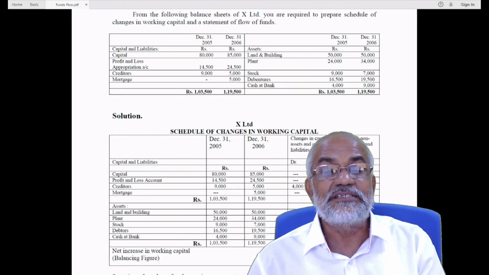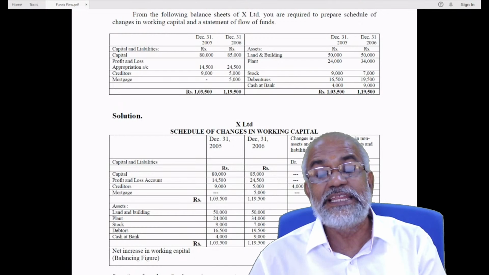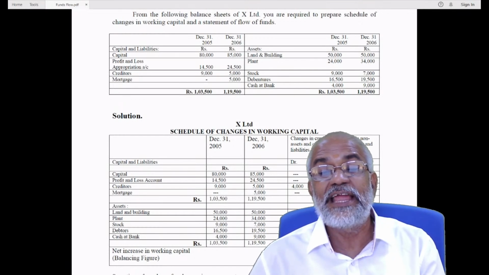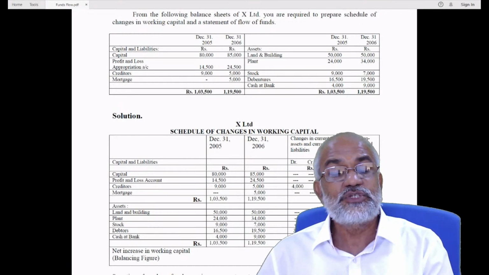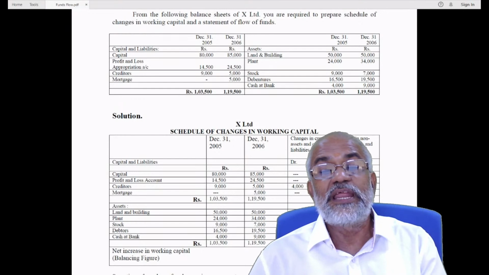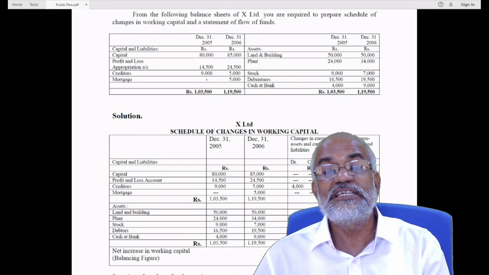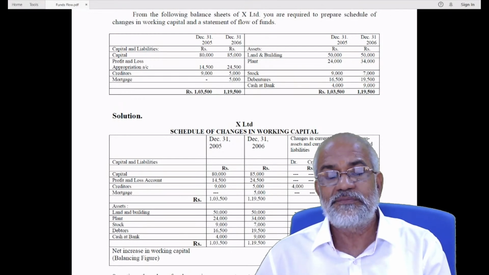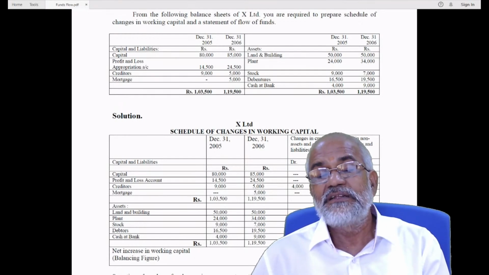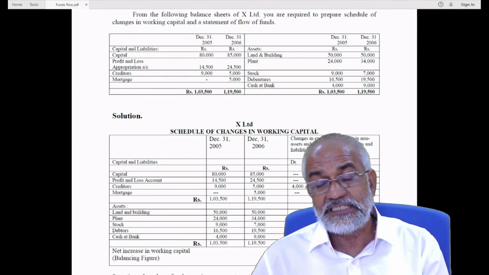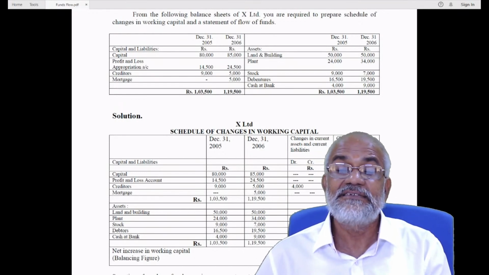Then the next item is debtors. Debtors is also a current asset. It was 16,500 at the beginning and 19,500 at the end. That means it has increased by 3,000 rupees. Debtors shows a debit balance being an asset. When an asset increases, it must have been debited. So this 3,000 increase in the sundry debtors, from 16,500 to 19,500, will come under the changes in the current category, that too in the debit column, because the asset is increased here.